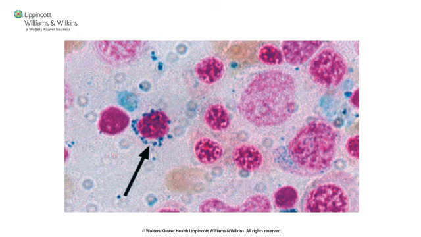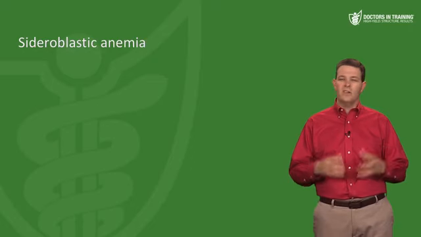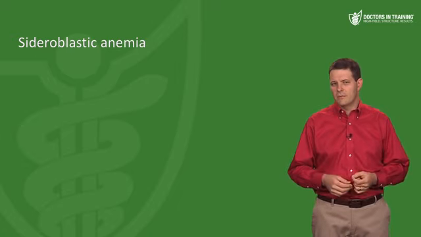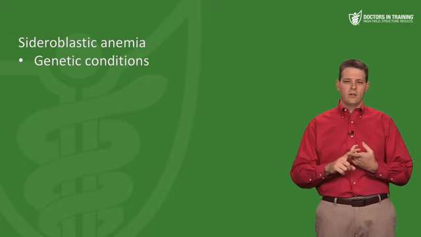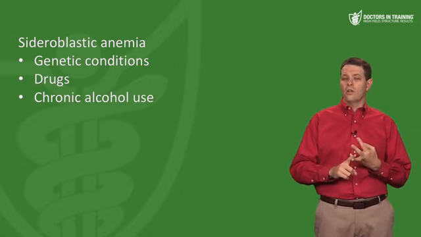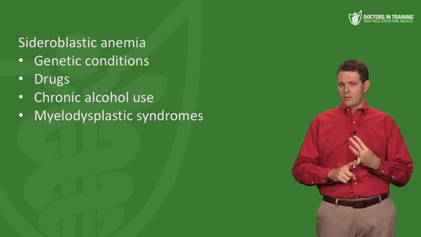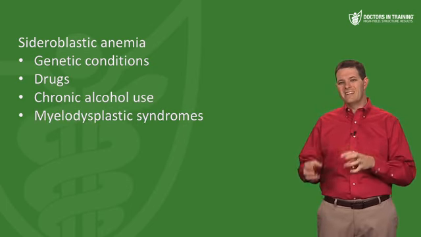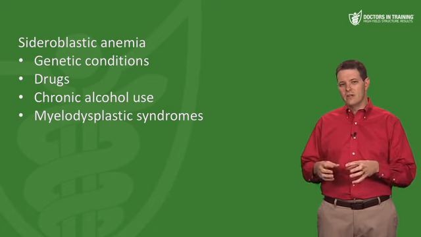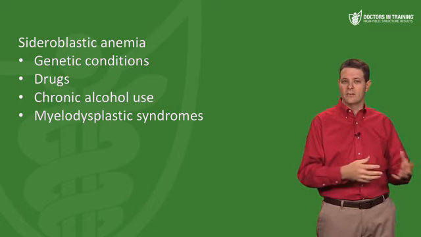Now, patients with disorders of heme synthesis are going to be anemic, and when you do a bone marrow biopsy, you're going to see large numbers of these abnormal ringed sideroblasts. So these diseases are said to cause sideroblastic anemia. Now, lots of different things can cause sideroblastic anemia. Certain genetic conditions, certain drugs, chronic alcohol use, and myelodysplastic syndromes. So sideroblastic anemia isn't a diagnosis in and of itself. It's a sign of some other underlying disease.